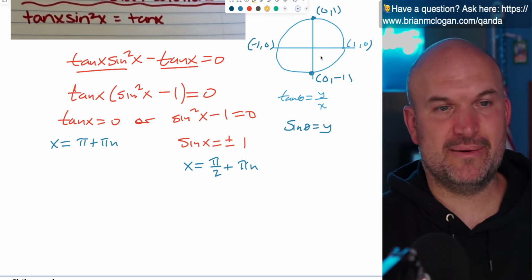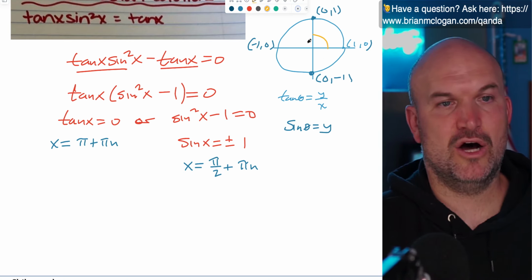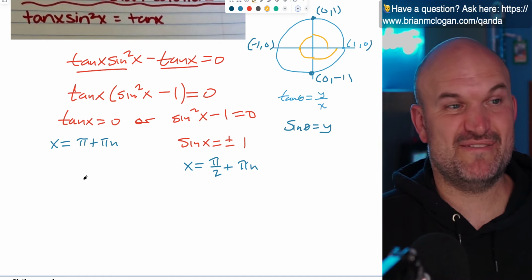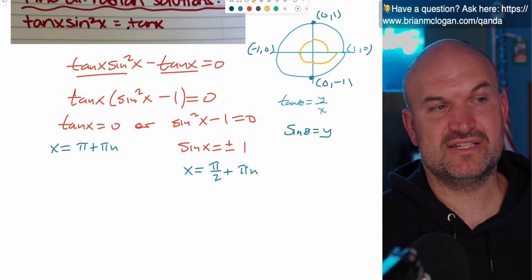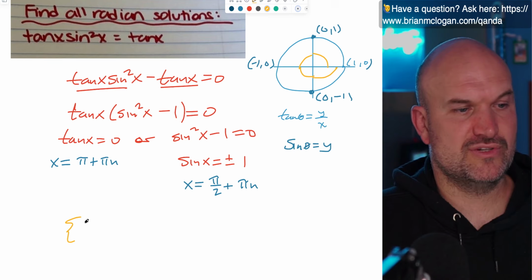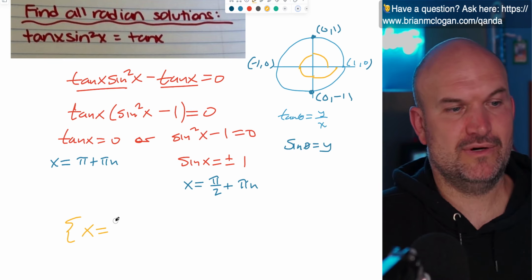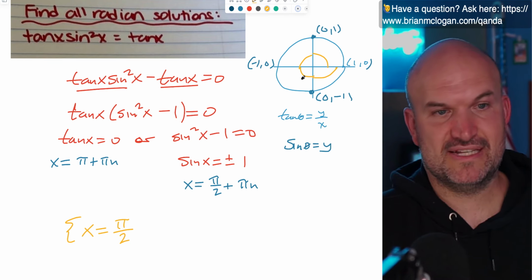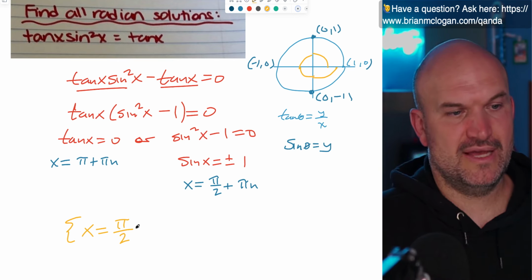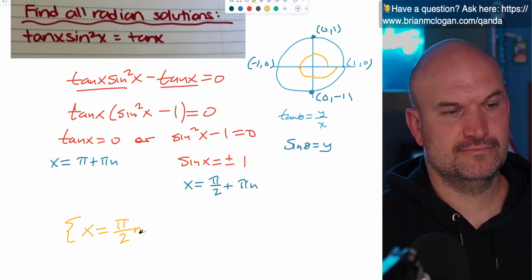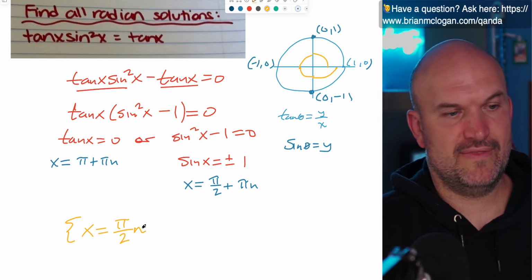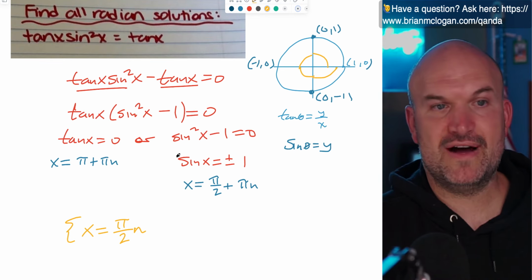But in reality, ladies and gentlemen, what we can see is all of these are just a quarter of the circle, pi halves, away from each other. So my final solution, because the question was find all the radian solutions, is just going to be x equals pi halves n. Because if n was 0, I would have 0, which is a solution, and then go from there. So that would be my final written solution.